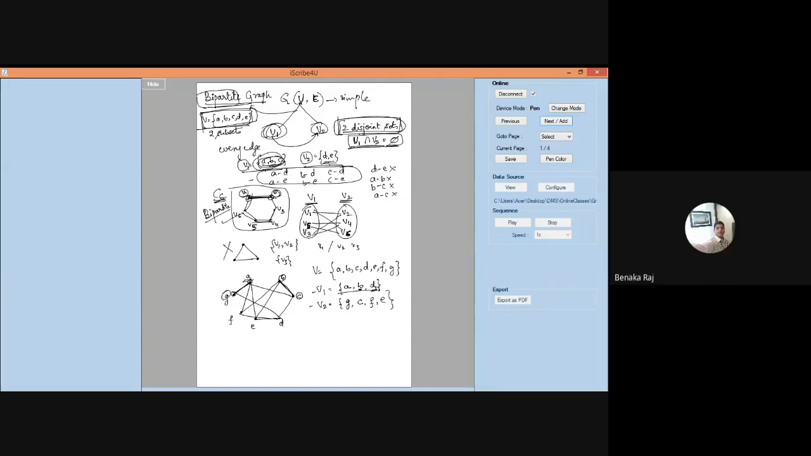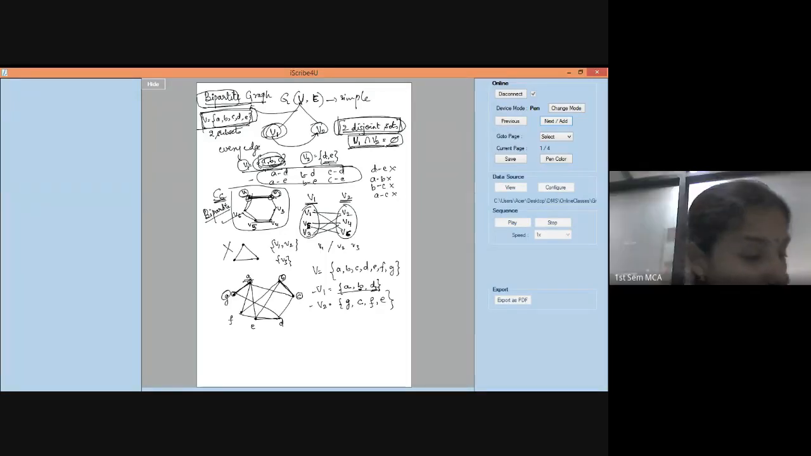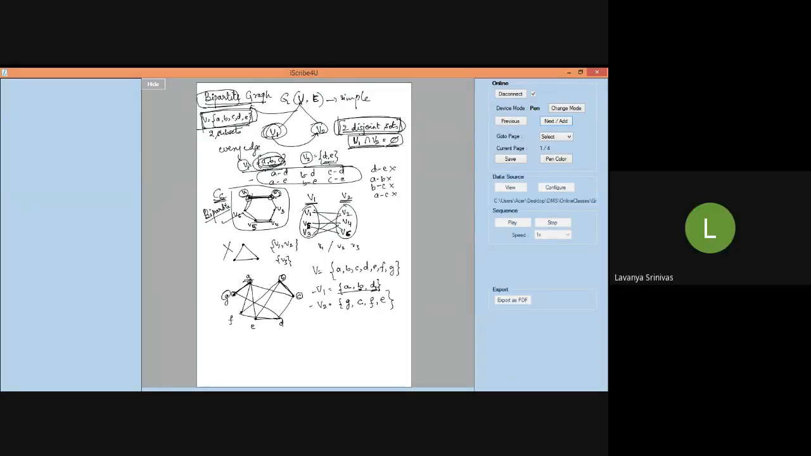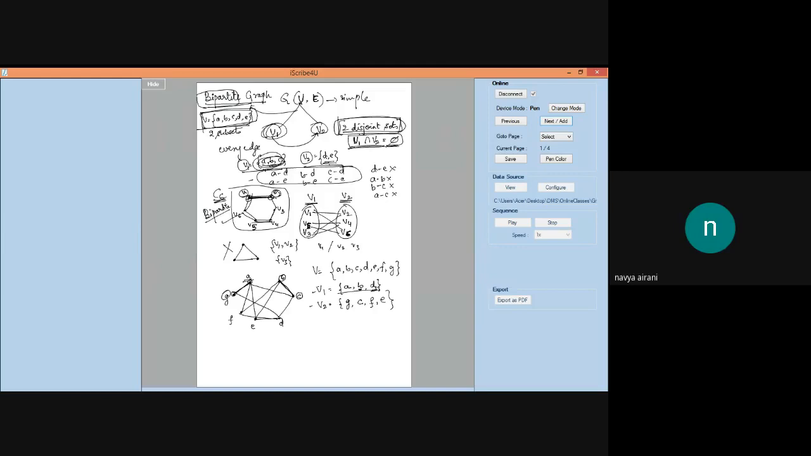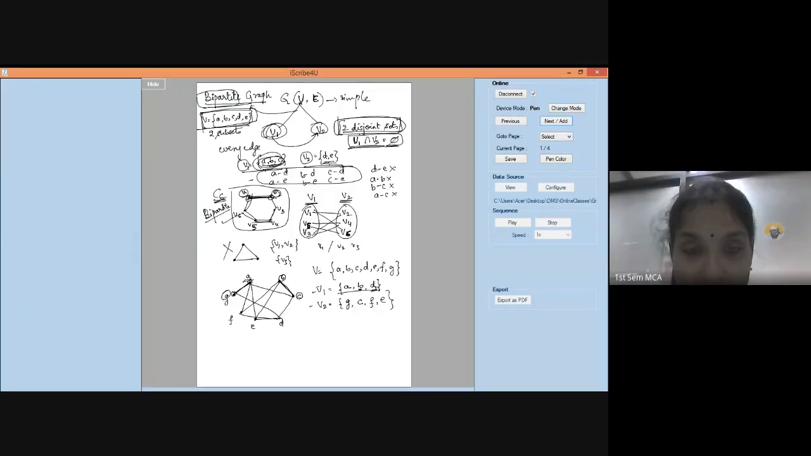Yes, ma'am. So that's how I find. F and D are connected? No, ma'am. F is connected to D. E is connected to D. But in the graph, F and E are not connected, ma'am.